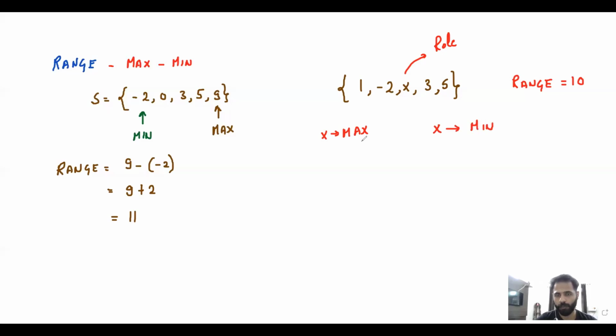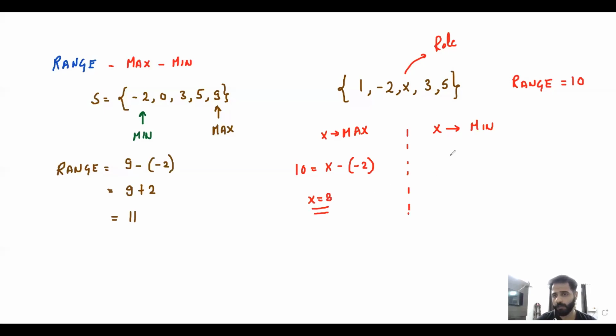Now, if your x is maximum, then 5 is no more maximum. But the minimum, does it change? No, the minimum still is -2. So the range, that is 10, is equal to maximum, which is x, minus the minimum, that's -2. So from here, the x comes out to be 8 with the help of little calculation.